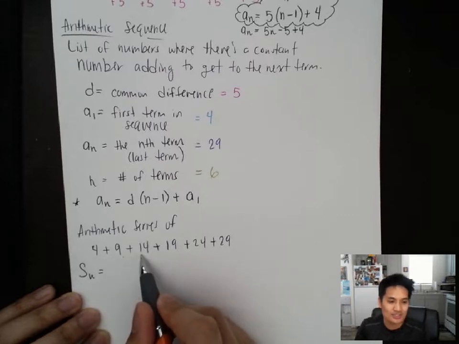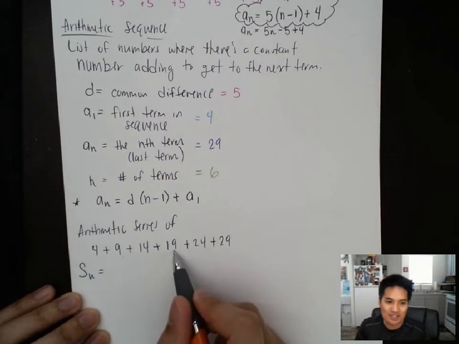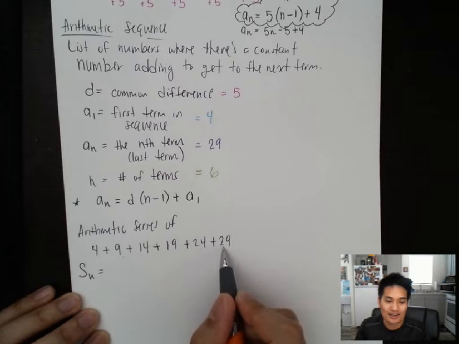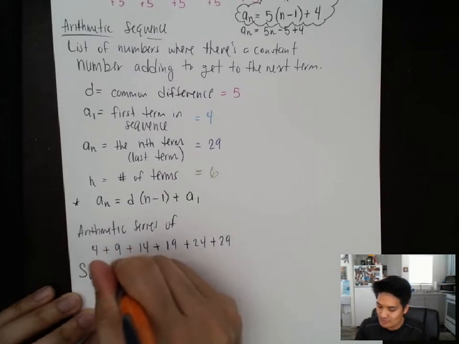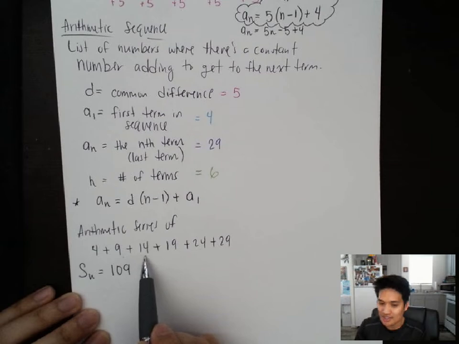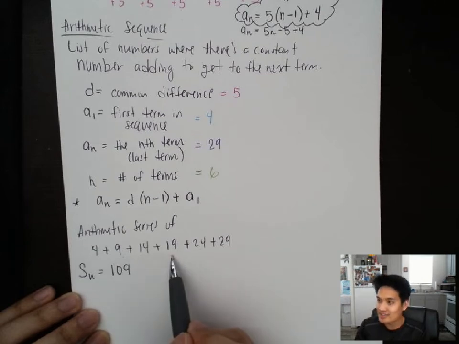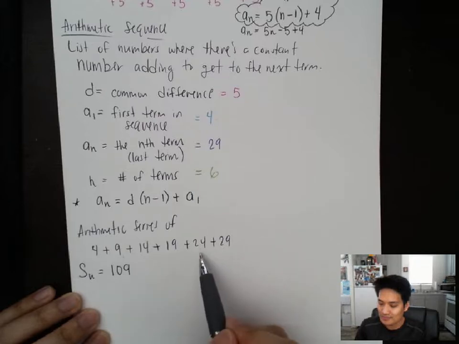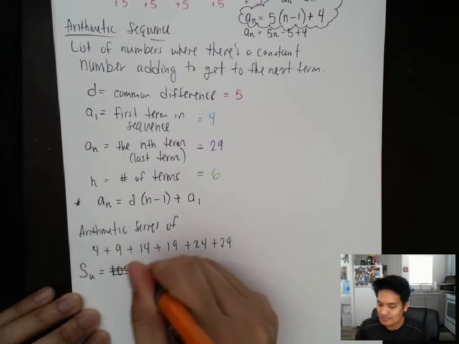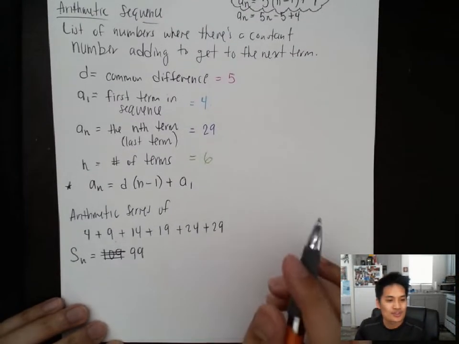Let's do that again. 4 plus 9 is 13, plus 14 is 27, plus 19 is 46, plus 24, which should actually be 70, plus 29, so it should actually be 99.